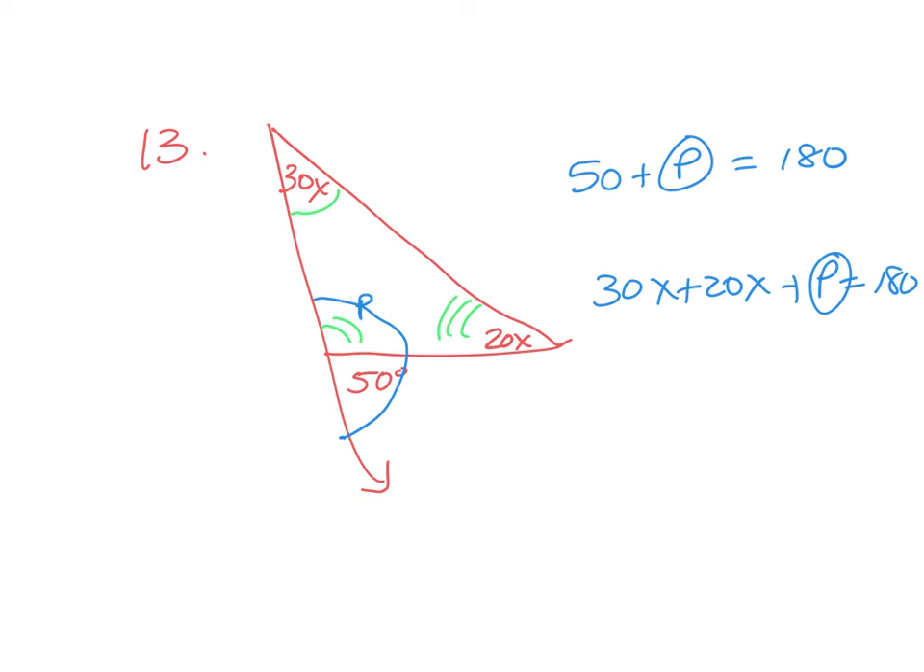So whenever you have an outside angle, an exterior angle, that's what that 50 is. He's on the outside of the triangle. He equals the sum of the two angles he's not touching. An exterior angle equals the sum of the two angles he's not touching.